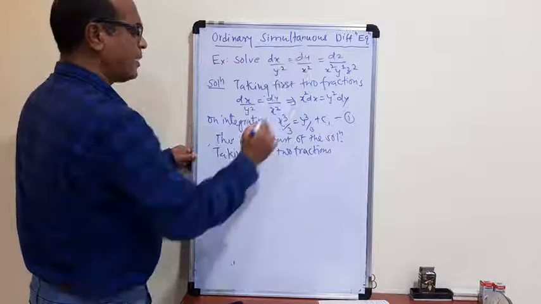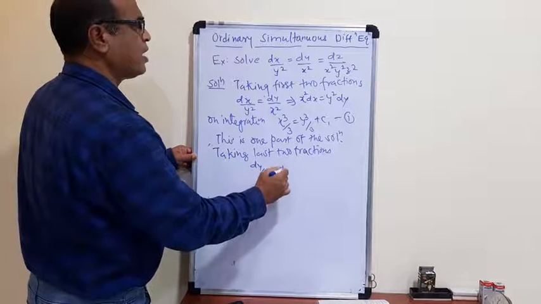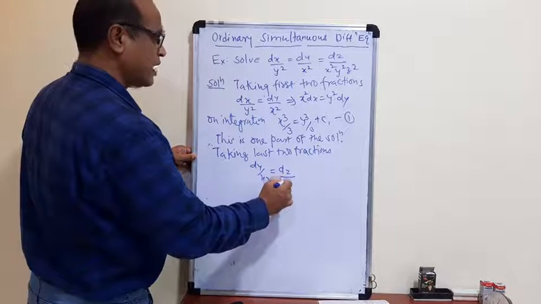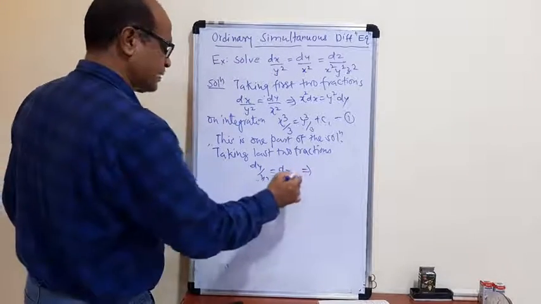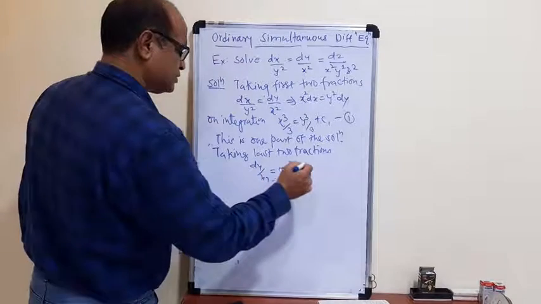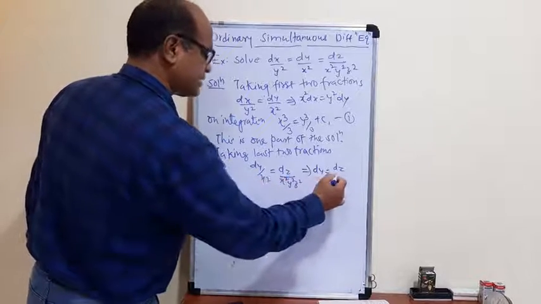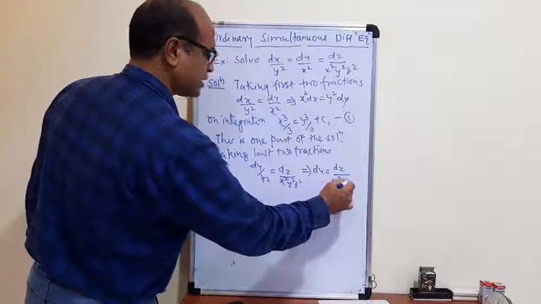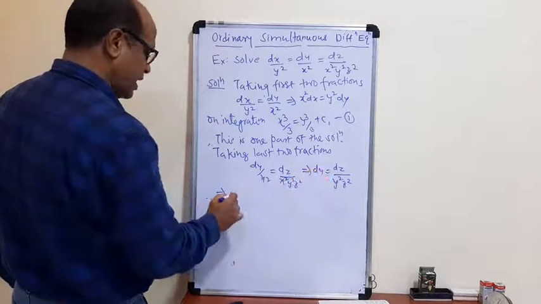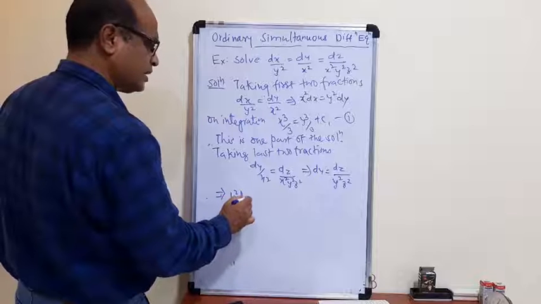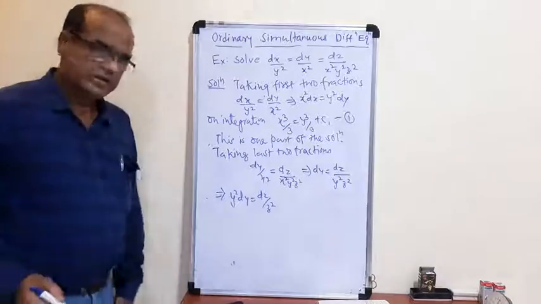so what happens? dy upon x square is equal to dz upon x square y square z square. So what happened here? This implies that x square gets cancelled. So dy is equal to dz upon y square z square. So this equation can be written again as y square dy is equal to dz upon z square.